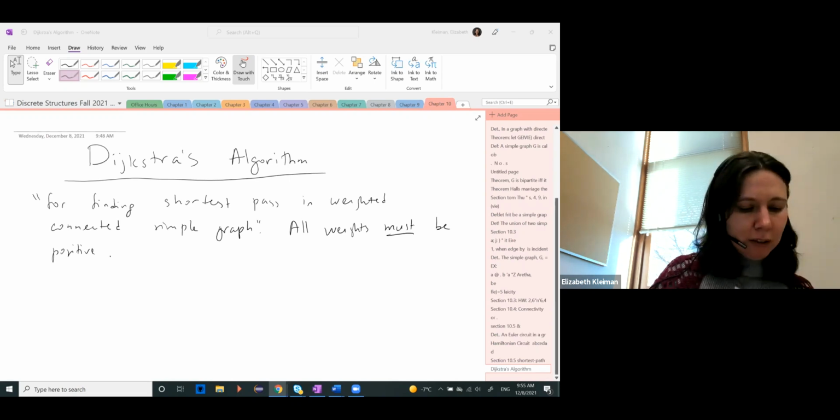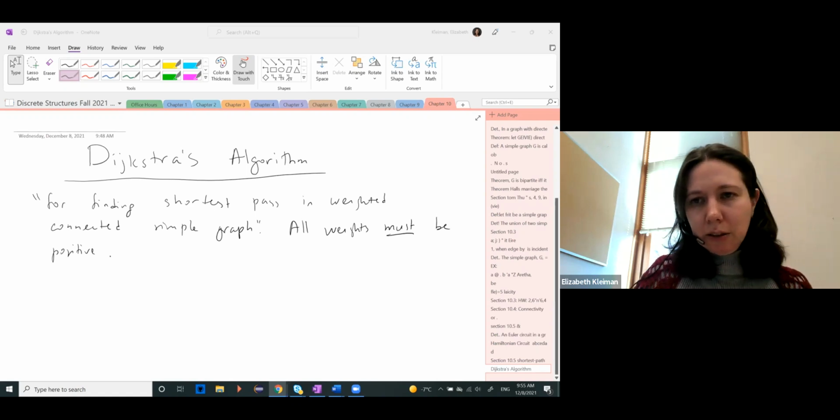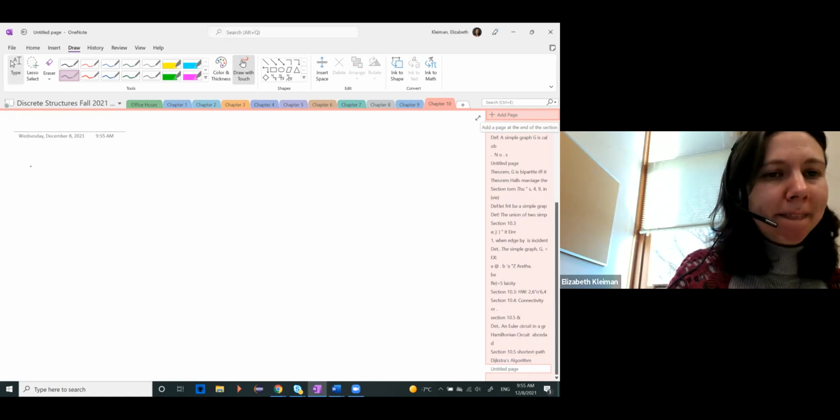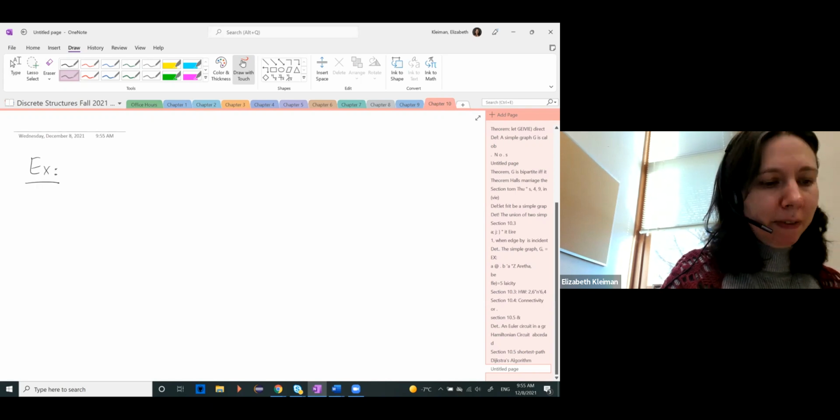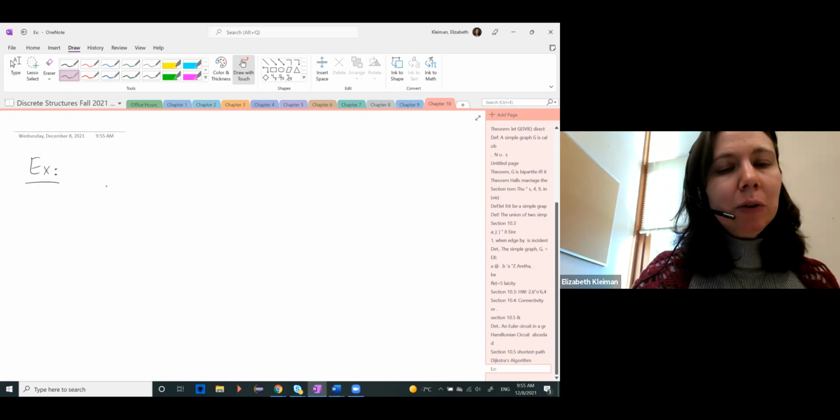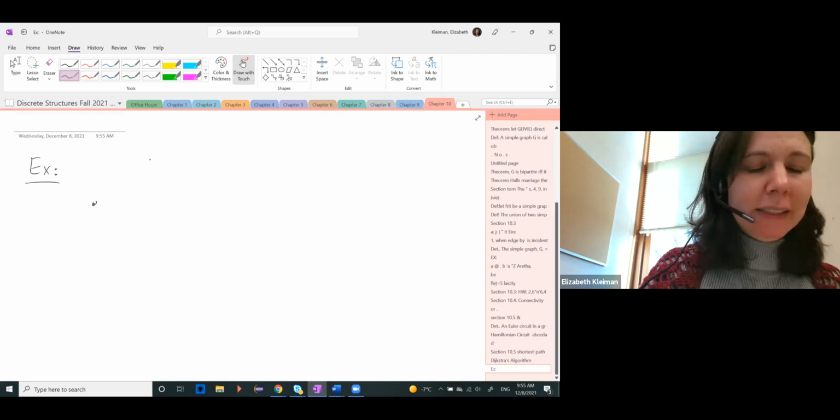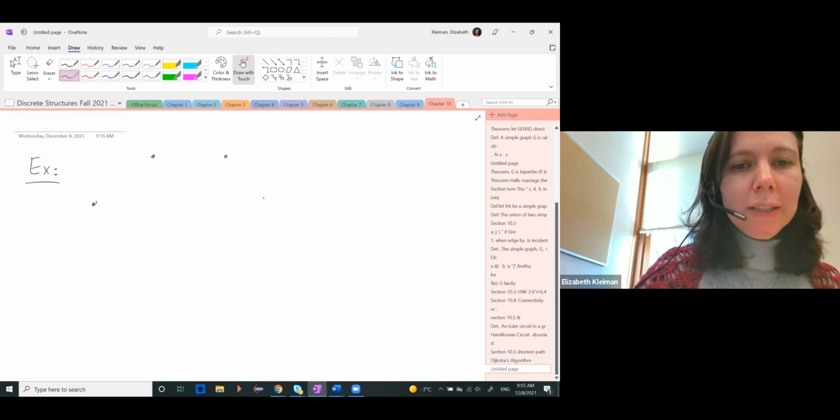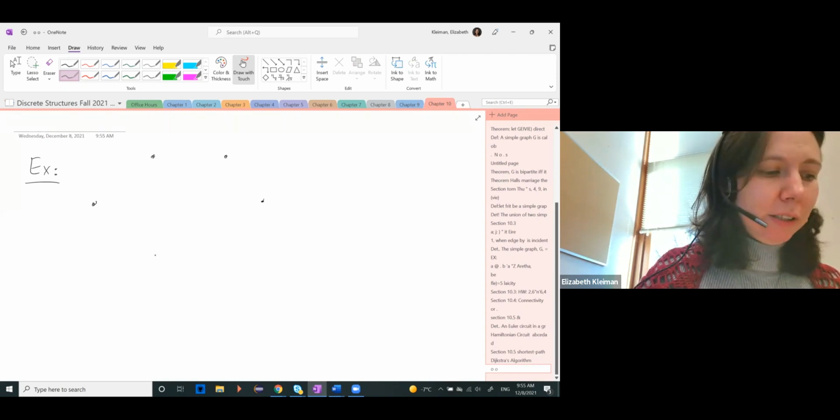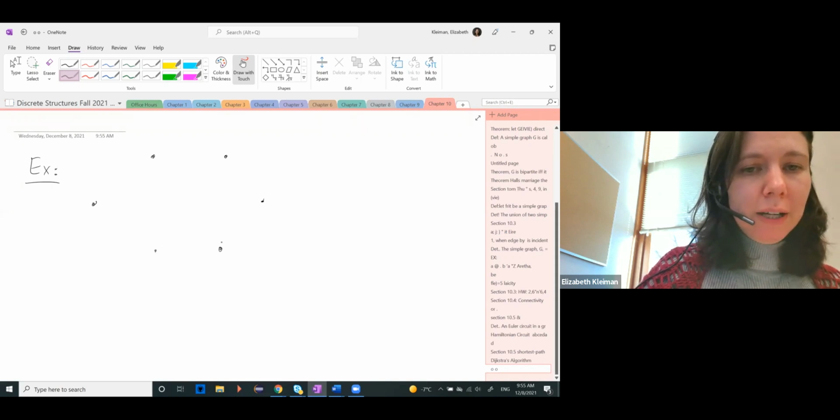So let's do an example. I know the algorithm looks complicated, but actually it's pretty easy to execute as soon as you understand how the algorithm works. So we have to start with the traditional graph. Here we go.